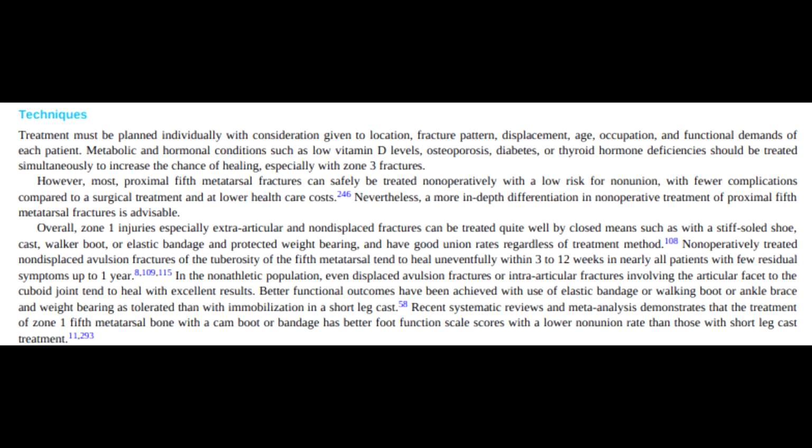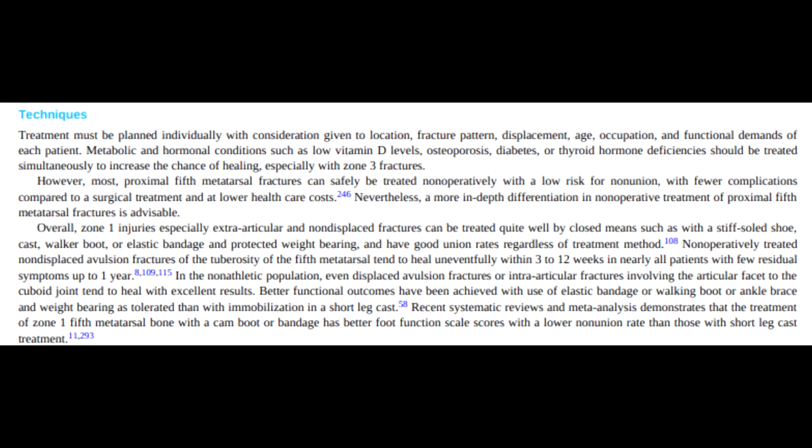Functional outcomes are often better when we use an elastic bandage, walking boot, or ankle brace with weight bearing as tolerated, rather than rigid immobilization in a short leg cast. Systematic reviews have shown that treating Zone 1 fractures with a boot or bandage gives better functional scores and lower non-union rates than casting.